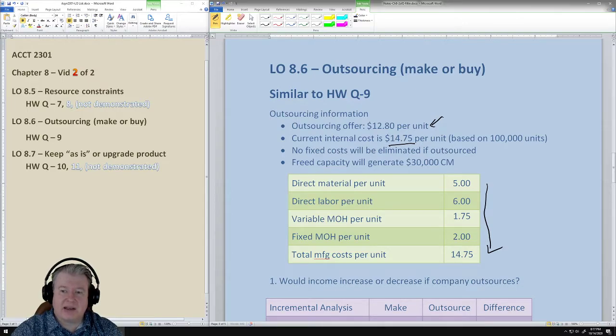Remember, whenever we're making a decision between two scenarios, we want to look at the relevant information and the relevant information only. So let's look at the other information and determine what is relevant and what is not relevant. Our two scenarios are buy or not buy. So this third bullet point, no fixed costs will be eliminated if outsourced. So fixed costs, what are we going to decide? Does the fixed cost change? No, it says nothing will change if we outsource it or don't outsource it. So fixed costs are not relevant.